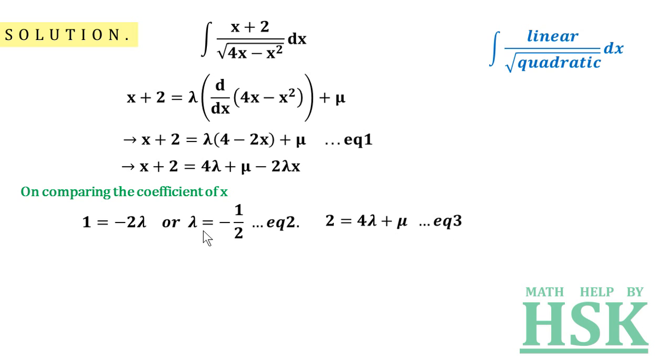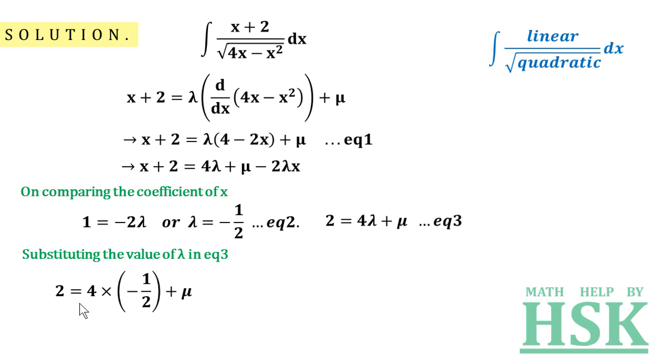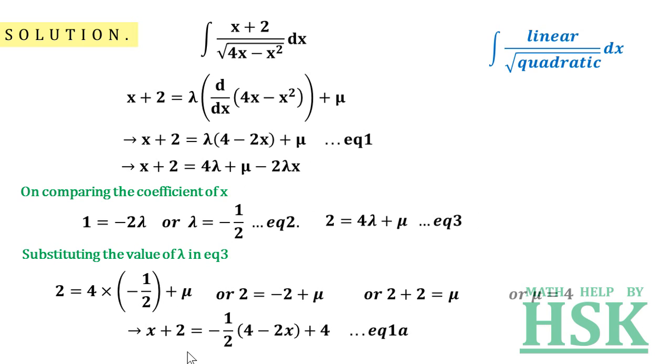I am going to place the value of lambda as minus 1 by 2 in equation number 3 to obtain 2 is equal to 4 times minus 1 by 2 plus mu, or 2 is equal to minus 2 plus mu, or 2 plus 2 is equal to mu, or mu is equal to 4. Now I'm going to place the value of lambda, that is minus 1 by 2, and mu equal to 4 in equation number 1 to obtain this equation number 1a.